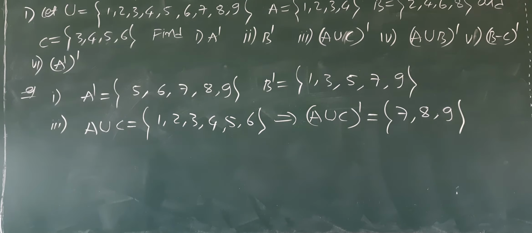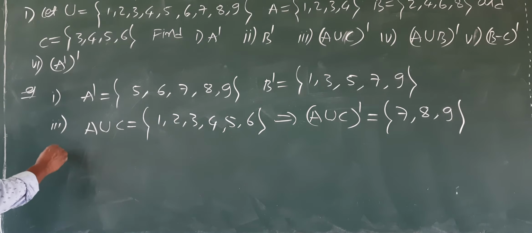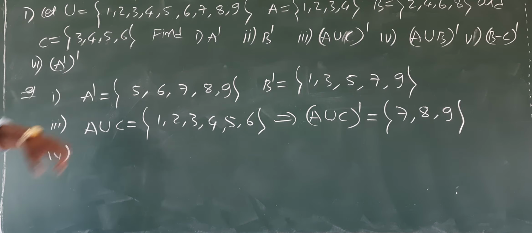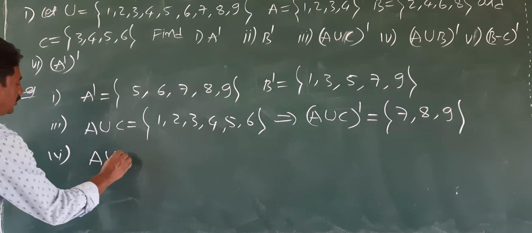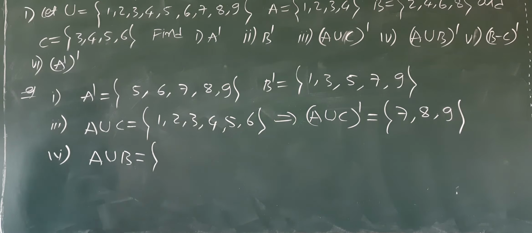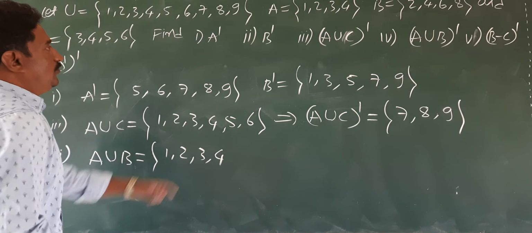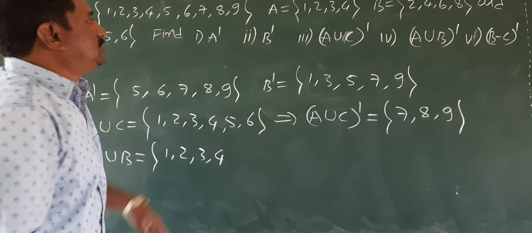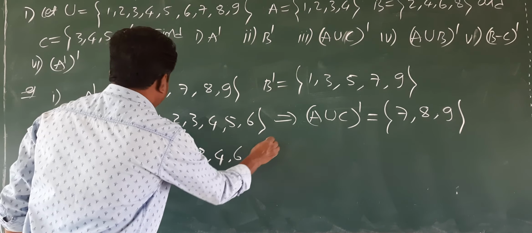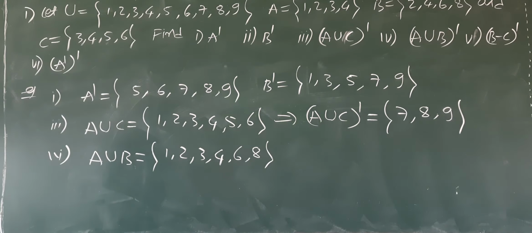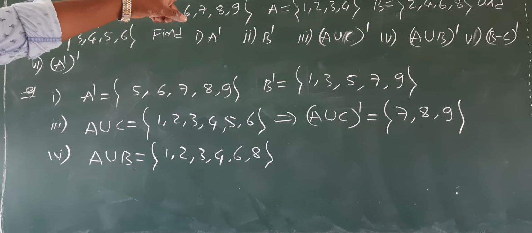Next, you find out (A union B)'. First let us find out A union B. Union means uniting. Uniting means collecting from both A and B. A union B: 1, 2, 3, 4, then 6, 8. This is A union B: 1, 2, 3, 4, 6, 8.